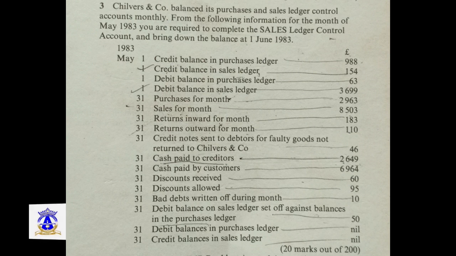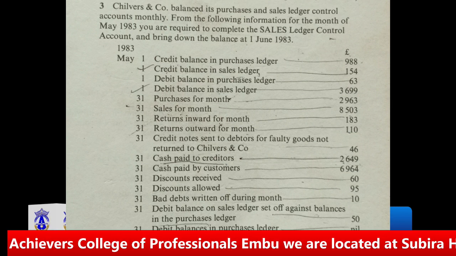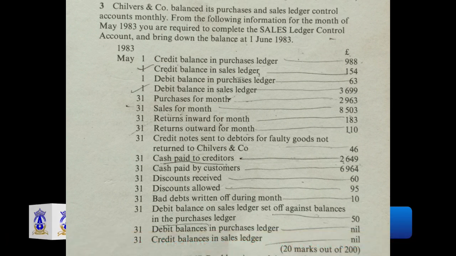Credit purchases in credit balance in purchases ledger 988. Credit balance in the sales ledger, you can see we have a small credit balance in the sales ledger. It is 154. That one is an abnormal balance. And debit balance in the purchases ledger 63. Debit balance in the sales ledger, that is 699. Now, if you see the debit balance in the purchases ledger, you automatically know it is also an unusual balance.